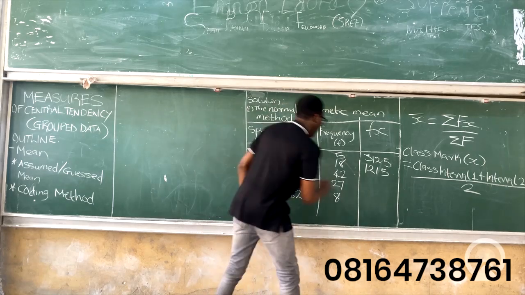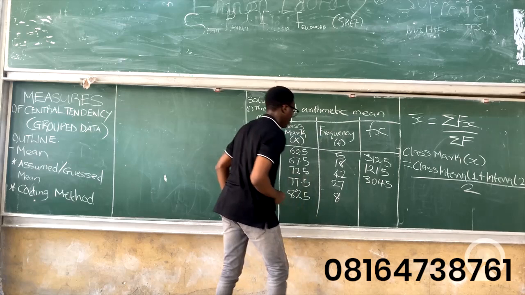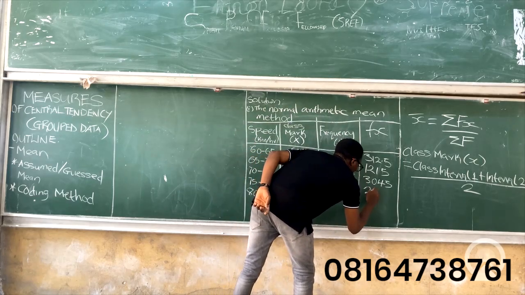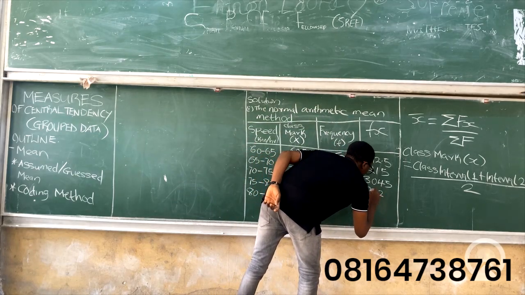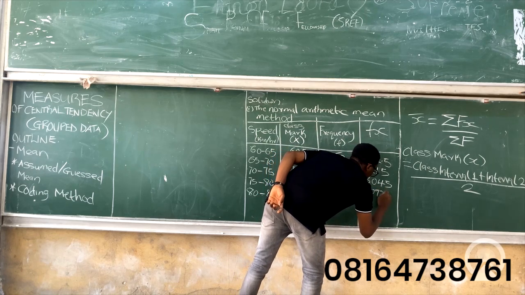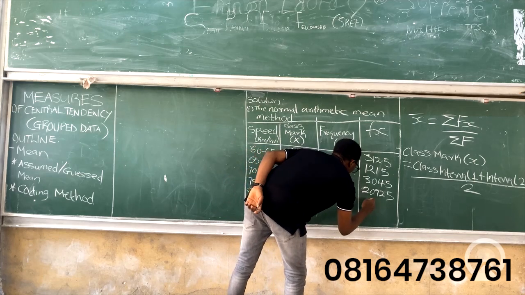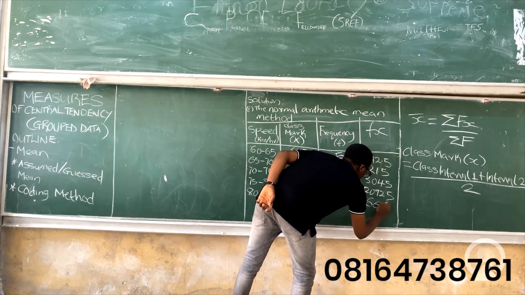We have for the next one 3045. Then we have 2092.5. Then we have 660.